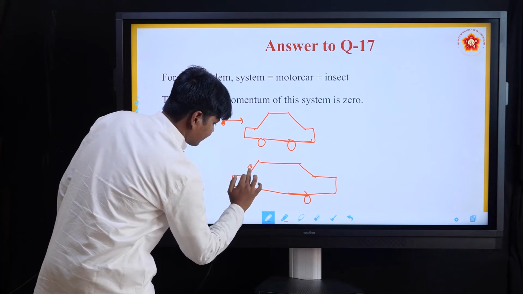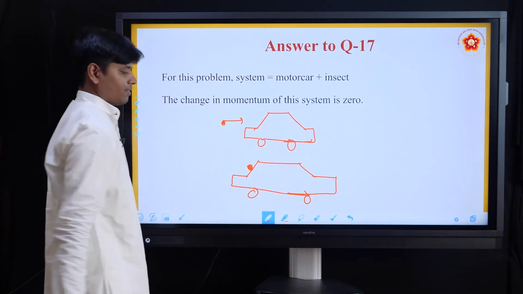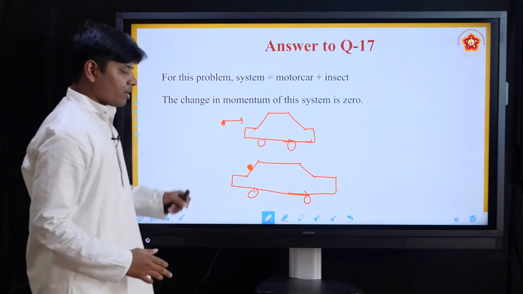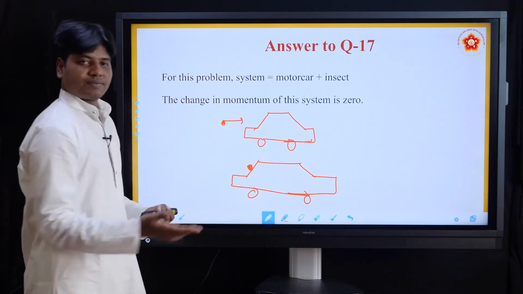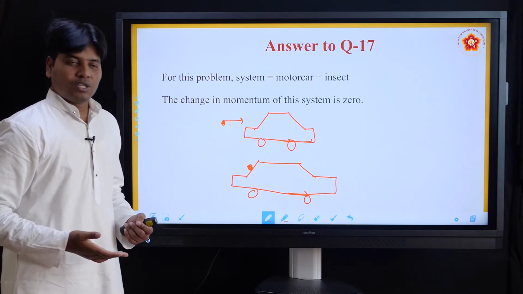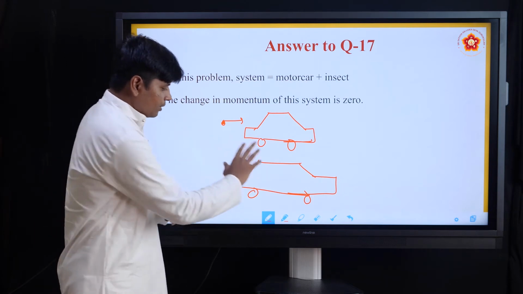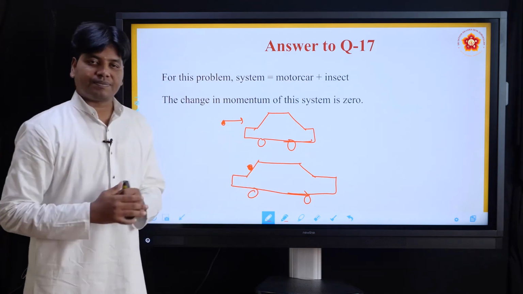It sticks here. When it sticks, what happens? The car keeps on moving. Okay. So it gets stuck, and the people inside it are observing.